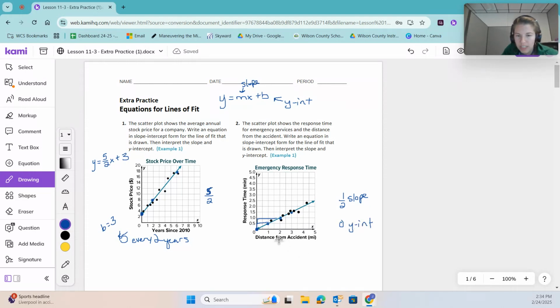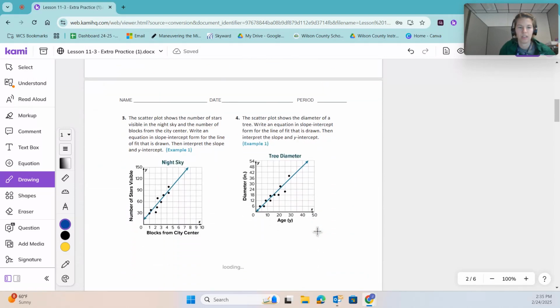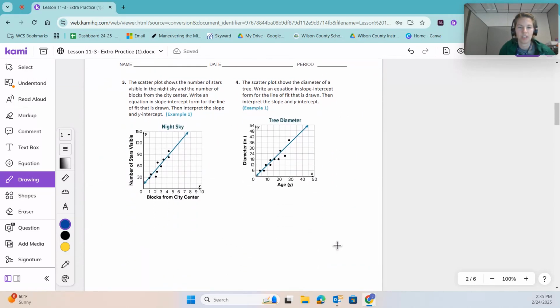Now, distance from the accident. At the accident, the response time is 0 minutes. But for every 2 miles from the accident, the response time increases by 1 minute. So an increase of 1 minute for every 2 miles from the accident is what those mean, which means your equation is y equals 1/2 x plus 0. We don't have to write plus 0. There are 2 more just like those that you can give a shot on your own.